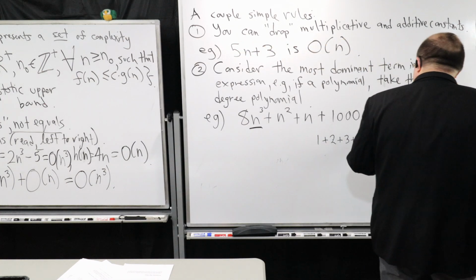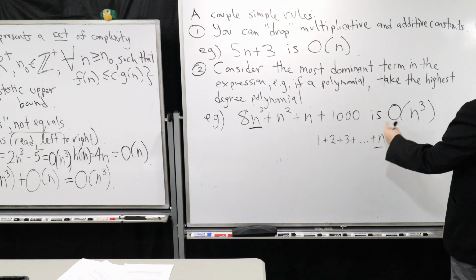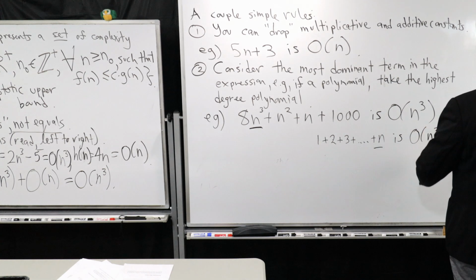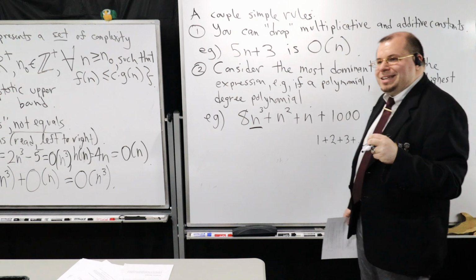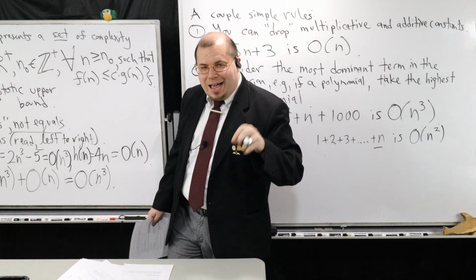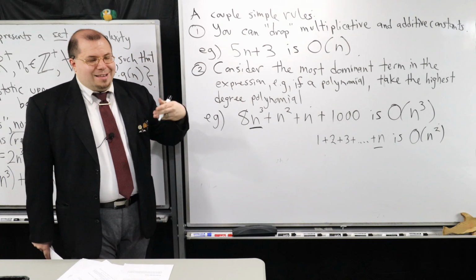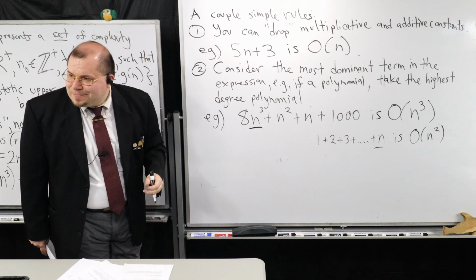So in this case, you'd make a mistake if you said it was big O of n. This is big O of n squared. The way you know that is because this yields the closed form expression. We have n times n plus 1 over 2 from last day, and that ends up being a quadratic.